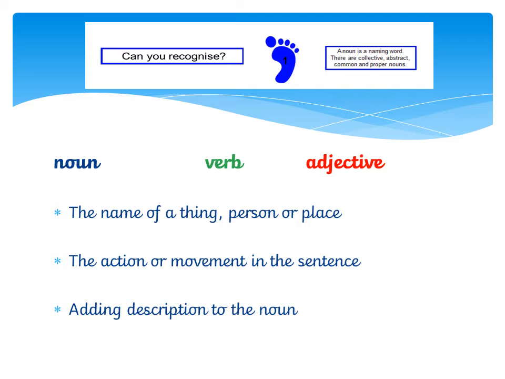It's going to be a noun. So a noun is the name of a thing, a person, or a place. Now the next one, an action or the movement in a sentence. So this is the doing word in a sentence. So what we are being shown is happening, the movement in the sentence. I wonder whether that's a verb or an adjective. So this is a verb. So the verb tells us what the action or the movement is.